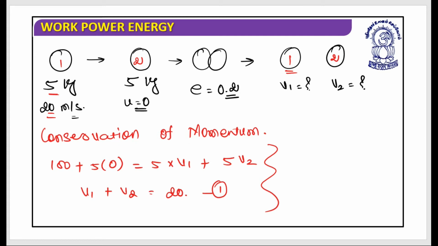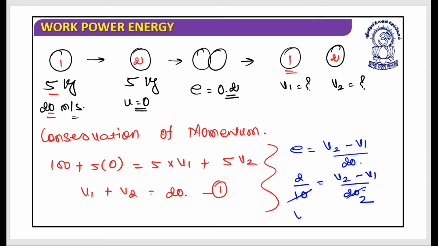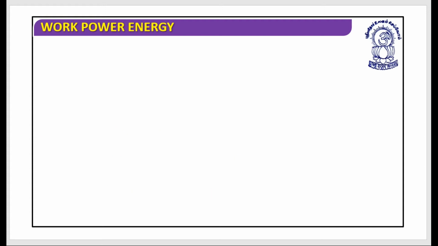Now the second relation, with the coefficient of restitution. e should be equal to (v2 minus v1) divided by u, which is 20. Now e equals 0.2, which is 2 by 10. This equals (v2 minus v1) over 20, so that's 10 twos are 20, and from this we have the relation v2 minus v1 equals 4. This is relation number 2. So we have two relations: v1 plus v2 equals 20, and v2 minus v1 equals 4.